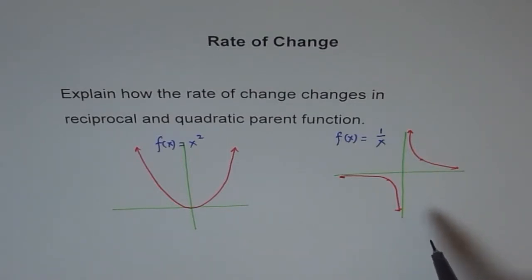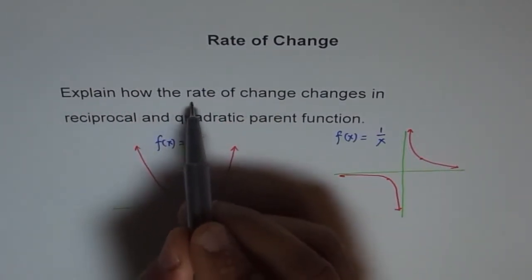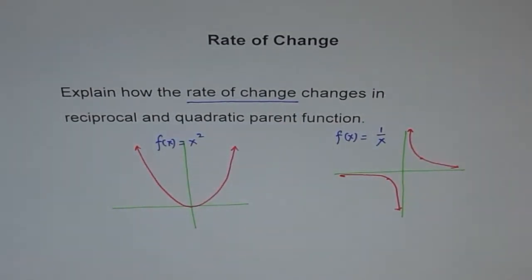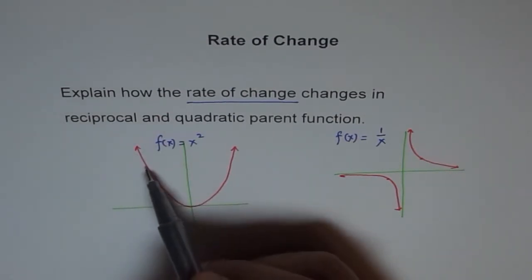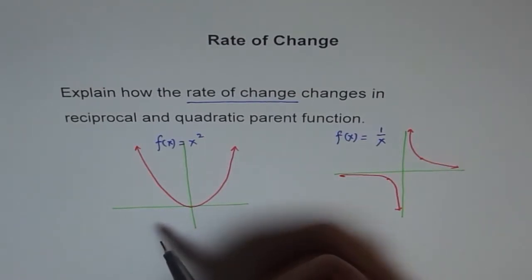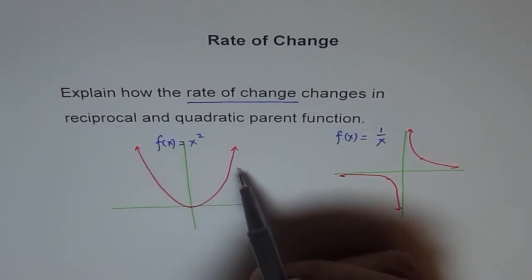Well, the question is not on interval of increasing and decreasing. The question is asking you to explain how the rate of change changes. Do you understand? Rate of change. Now, what is rate of change and how do you find it for a function, right? At any point you can find the rate of change by drawing a tangent at that point. Is that okay? That's how we see the rate of change at a point, and if we compare different tangents, we can see how the rate of change changes, correct?